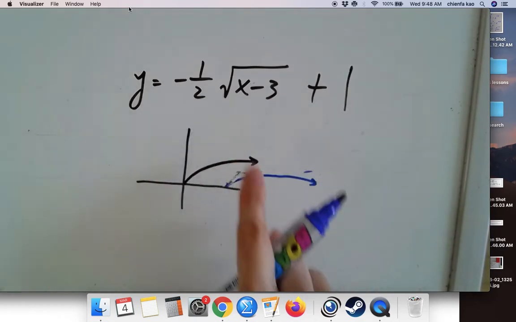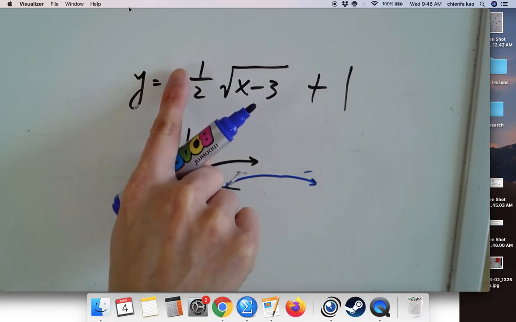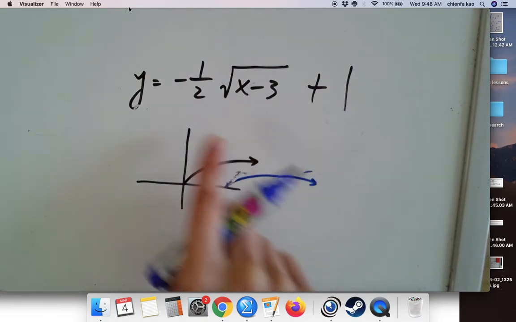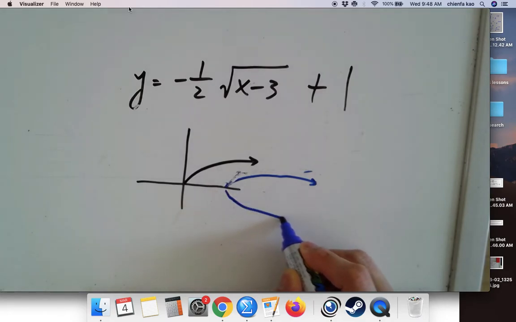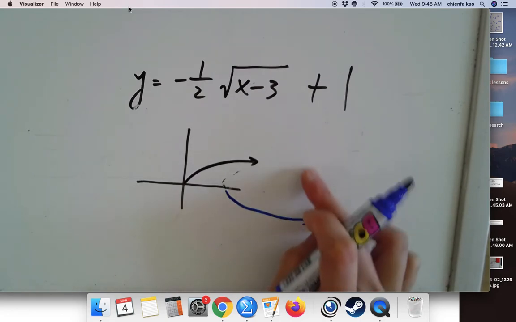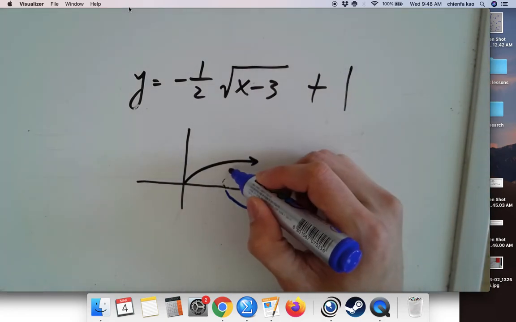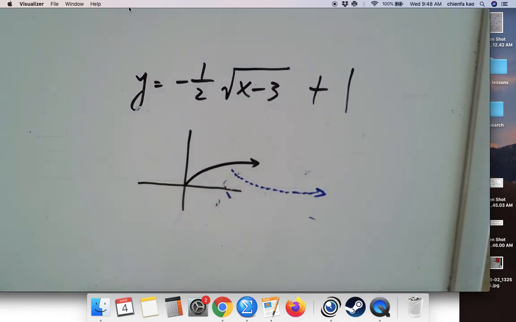Okay. Now the regular y, imagine this negative is not here. It will be a positive y. Okay. But if you add a negative, y becomes negative. So that means that it flops like that. Then finally, it moves up 1 unit, plus 1. So the final answer will be like this. That's all you have to do. Okay? All right, next.